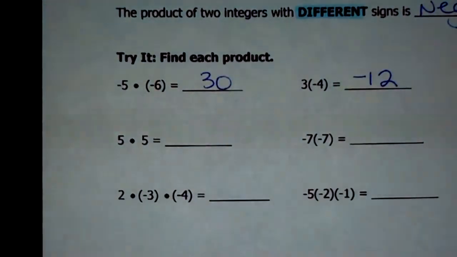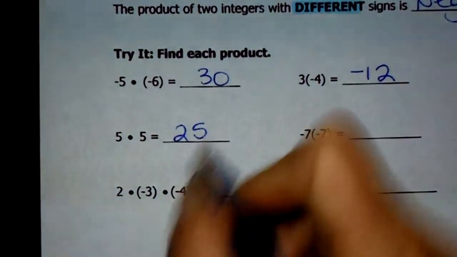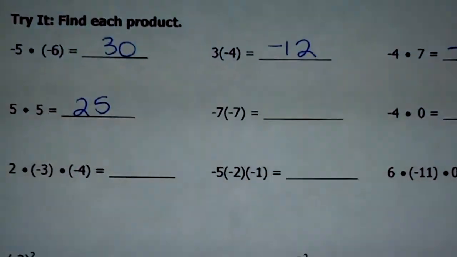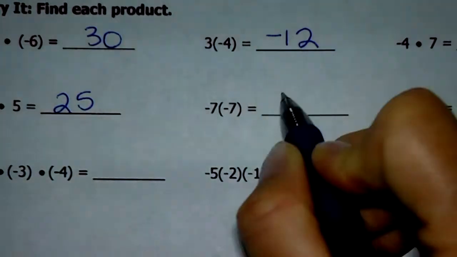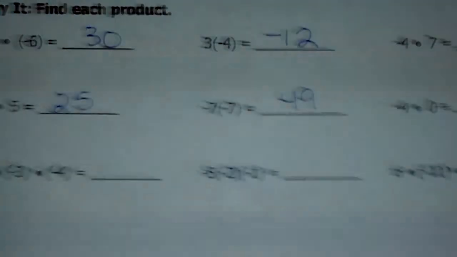I threw this one on here just for kicks so you understand that nothing has changed about this. 5 times 5 is still 25. And they're the same sign, so positive answer. A negative 7 multiplied by another negative 7. Common errors that people would say, oh, that's 0. Or that's negative 14. Don't add them. Multiplication. 7 times 7 is 49. A negative multiplied by another negative is a positive.